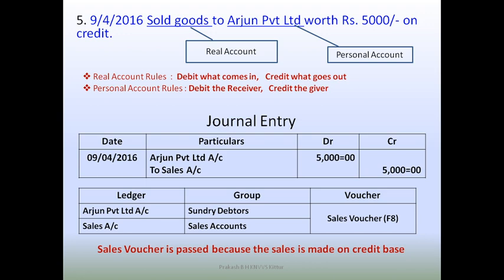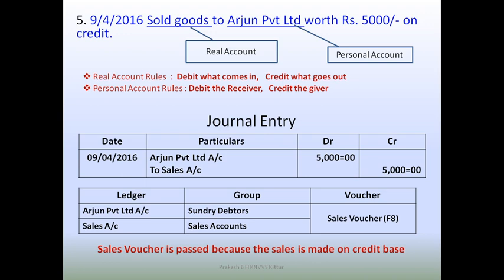So sales account is the real account. The real account rule says debit what comes in, credit what goes out. Here the goods go out from the company, so therefore it comes under the credit side. So sales account is credit.